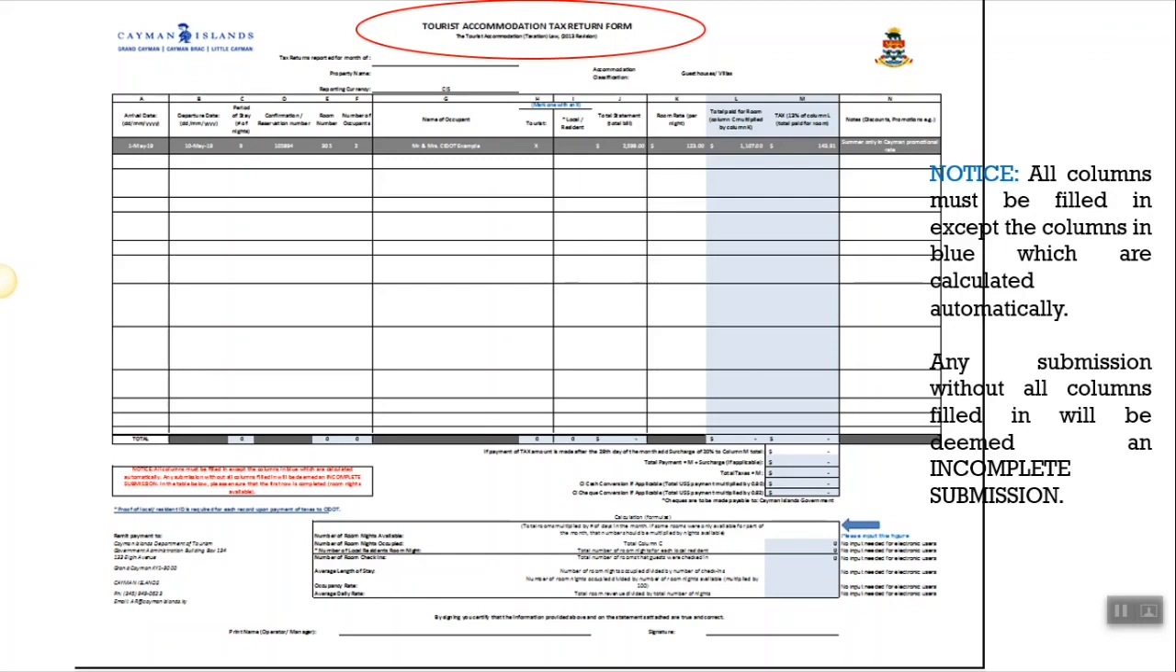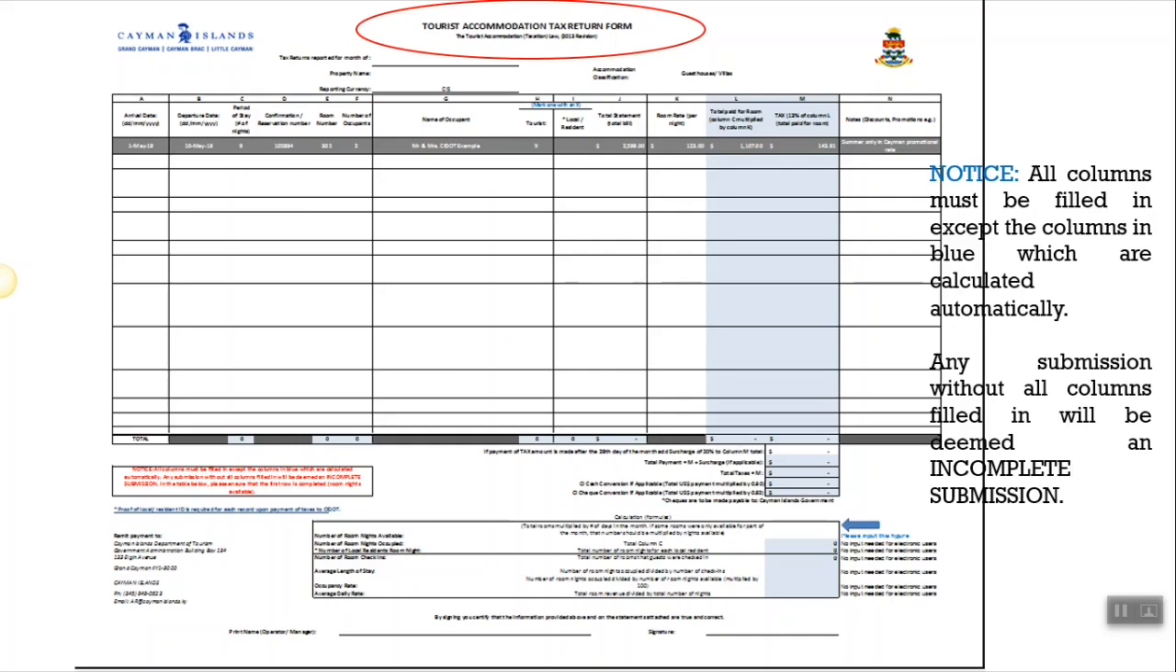All columns should be populated with the exception of the columns in blue. The columns in blue will show you information that is automatically calculated. Once you have completed your information, please ensure that the operator or manager signs at the bottom of this form.